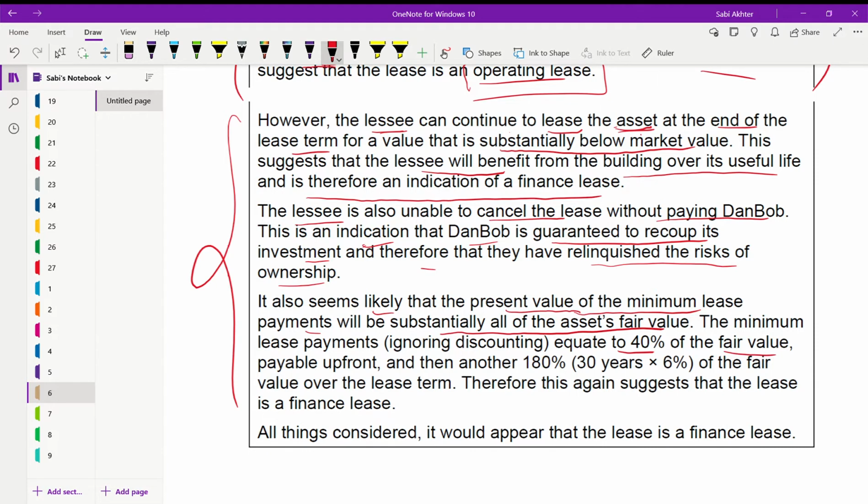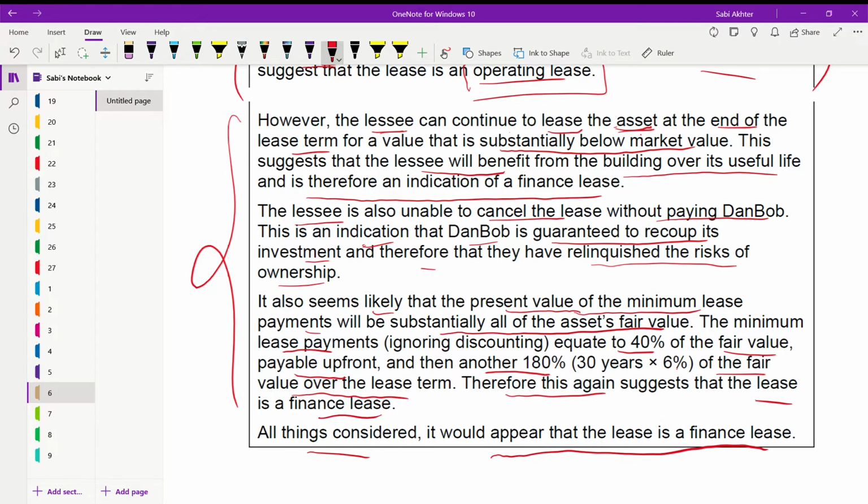They are telling us that the minimum lease payment is 40% of the fair value upfront, on the day when the lease is commencing, and then another 180% of the fair value over the lease term. How 180%? 6% for 30 years, so 180% of the fair value over the lease term. Therefore, this again suggests that the lease is a finance lease. All things considered, it would appear that the lease is a finance lease because there are more points to support that it is a finance lease compared to an operating lease.